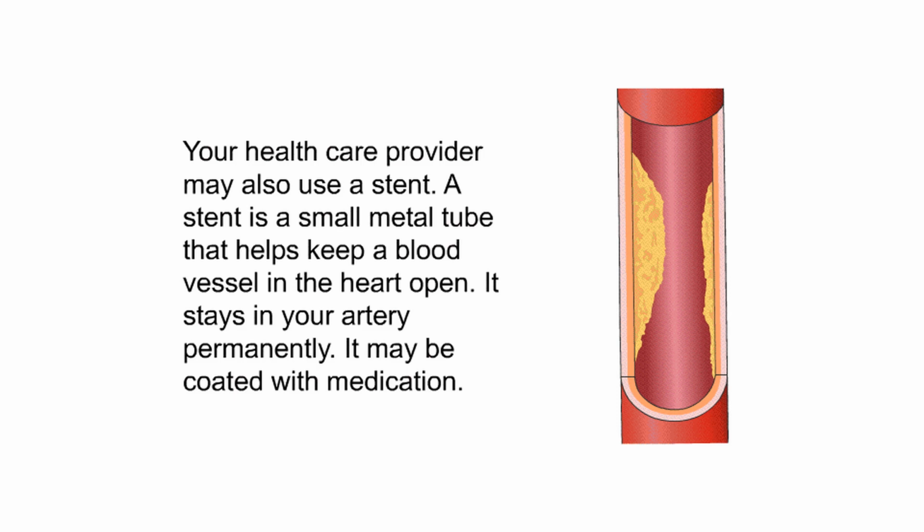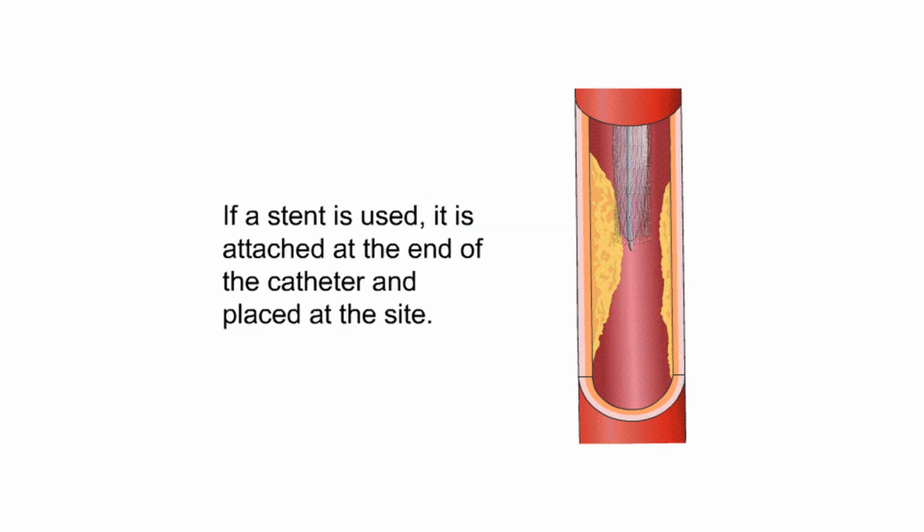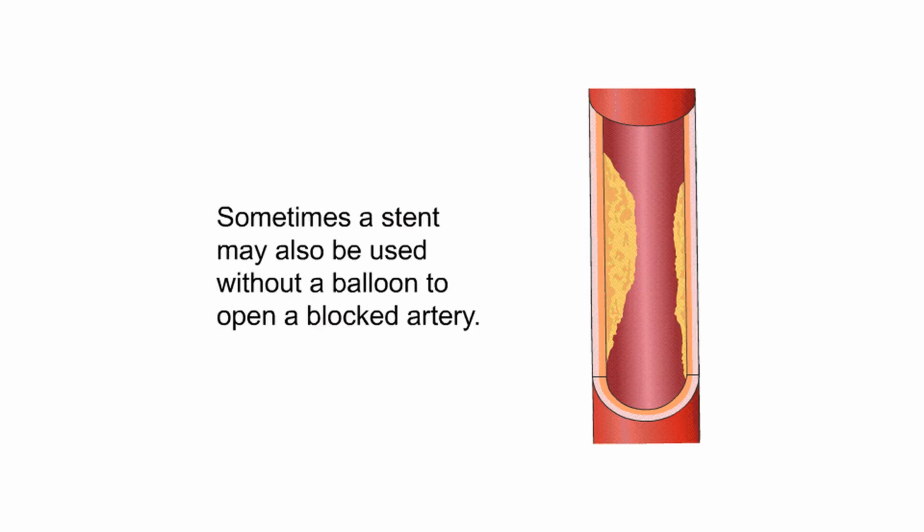Your healthcare provider may also use a stent. A stent is a small metal tube that helps keep a blood vessel in the heart open. It stays in your artery permanently. It may be coated with medication. If a stent is used, it is attached at the end of the catheter and placed at the site. Sometimes a stent may also be used without a balloon to open a blocked artery.